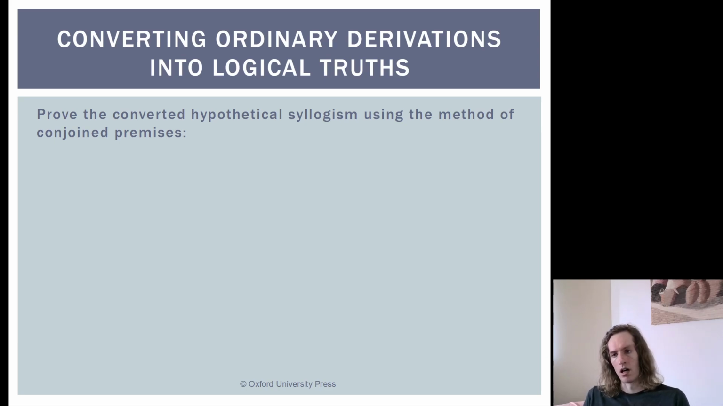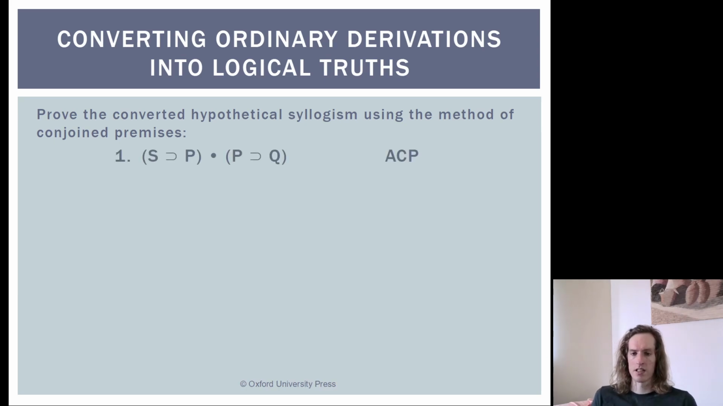All right. So here's an example. We'll prove the converted hypothetical syllogism using the method of conjoined premises. So our assumption in the first place is going to be if S then P and if P then Q. So we're just assuming these are going to be the premises that we need, and we'll see if we can get to the result that we want with hypothetical syllogism, to show the relation between these premises and the result, if we can get there with just this assumption.